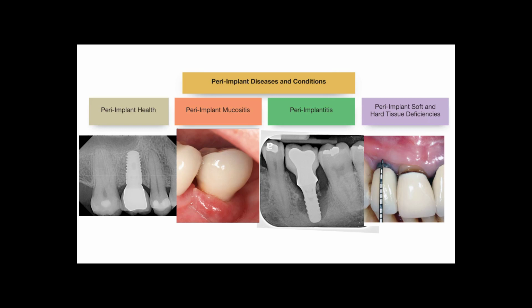Another common deficiency with implants is soft tissue recession. So as you can see in this picture, the gingival margin has receded and you can actually see the implant post. This could be due to the implant being malpositioned or just lack of buccal bone or that tissue being really thin in that area.